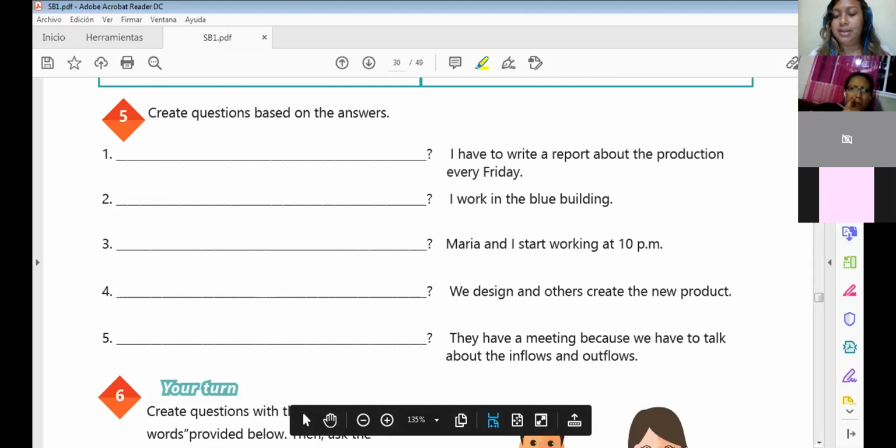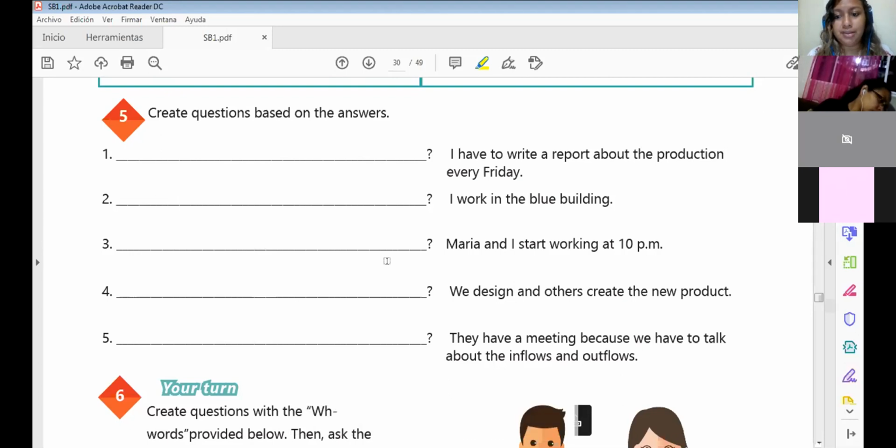Okay, next. We design and others create the new product. So we say, What do you do at work? What's the verb? Do. What do they do? What do you do at work? Okay, we design and others create the new product. Very good.